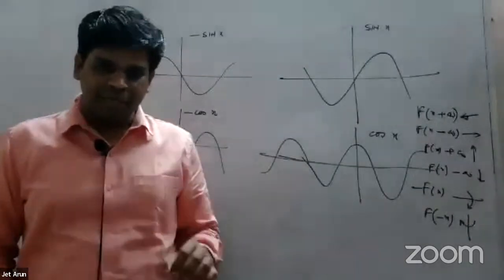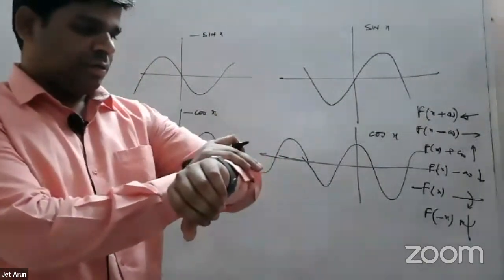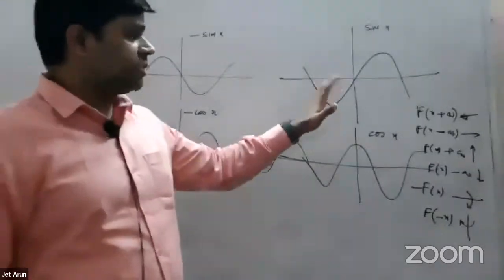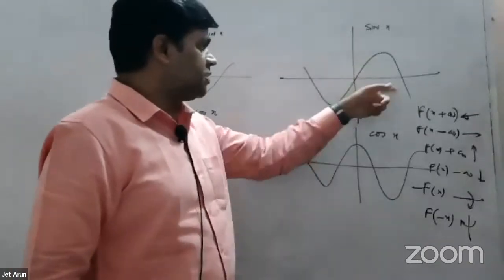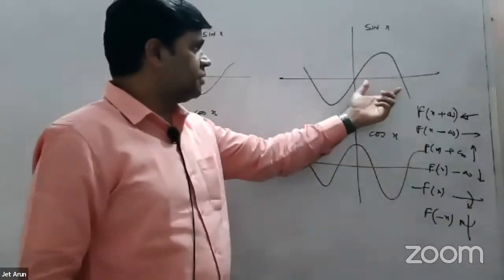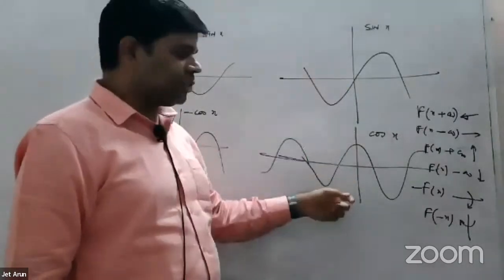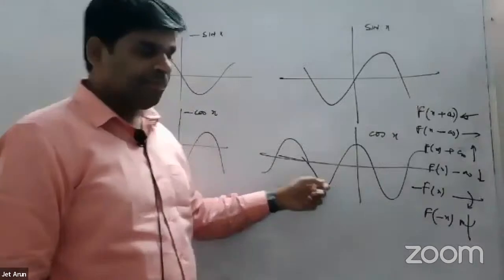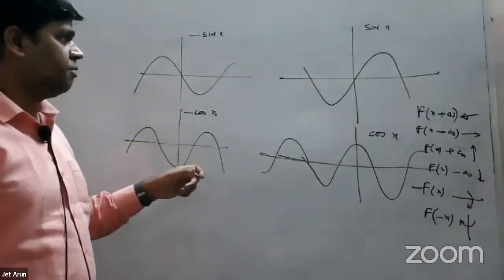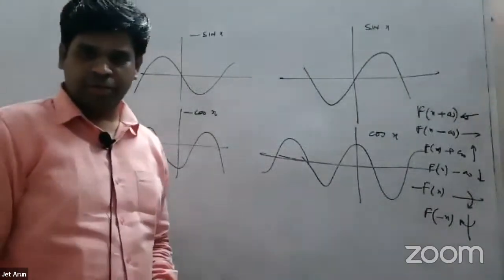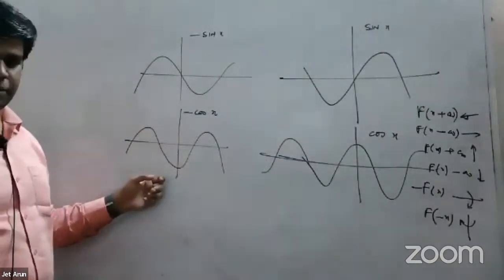All right, now quickly tell me sine of x plus pi by 2. Let's have only 1 minute for this one, and the minute starts now. What is sine of x plus pi by 2? First, I shift it towards left by pi by 2, I get cos x. So sine of x plus pi by 2 is cos x. Sine of x minus pi by 2: I shift this sine x towards right, I get minus cos x.